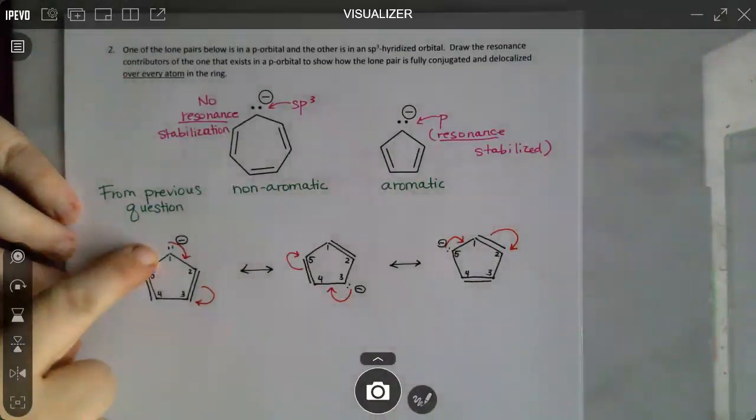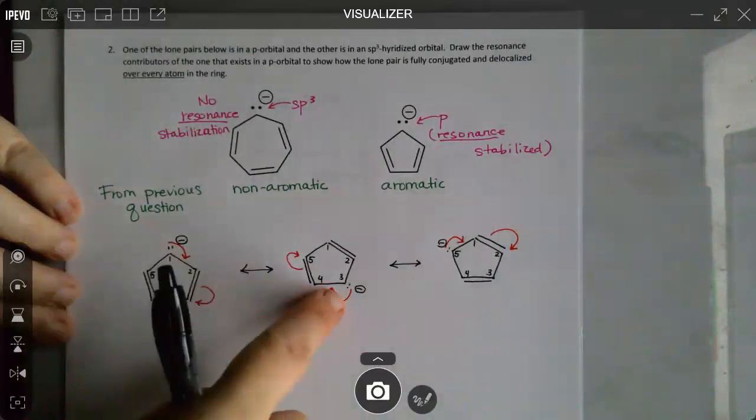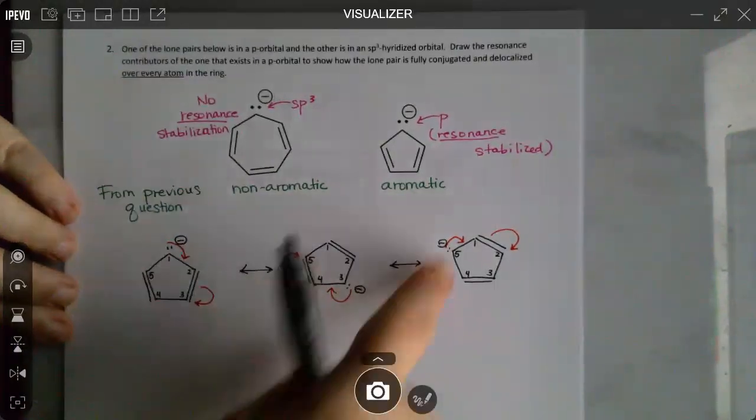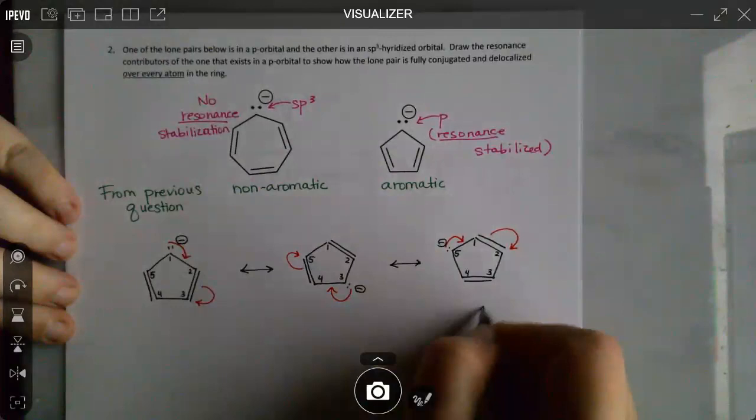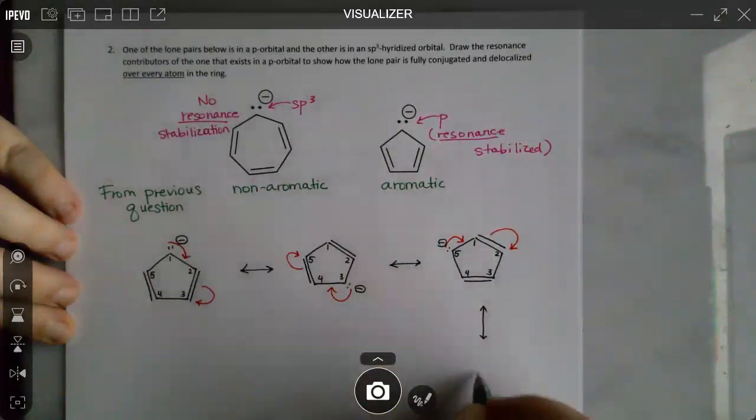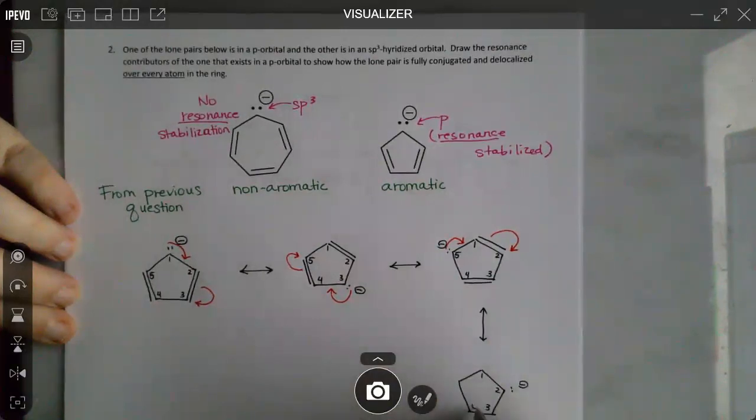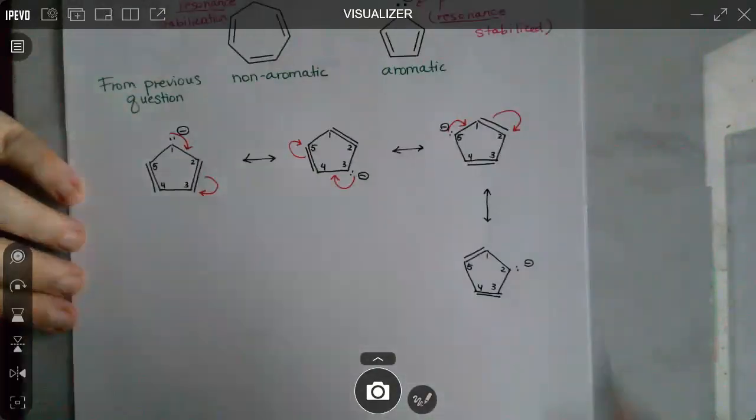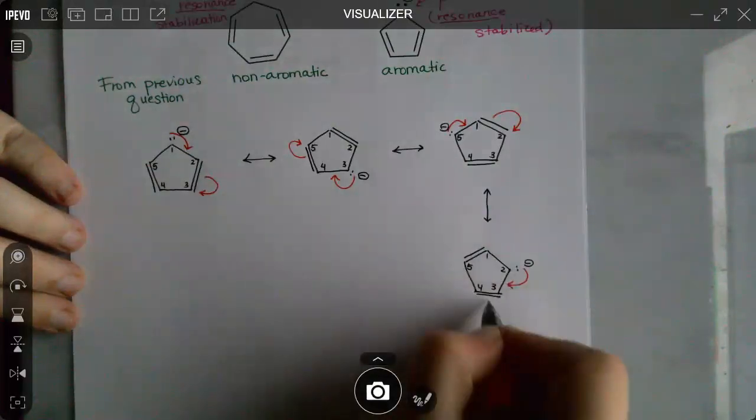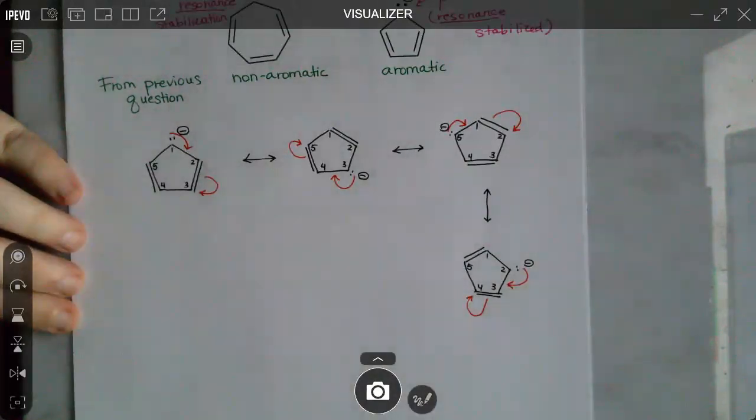So far, the lone pair has been on carbon 1, moved to carbon 3, moved to carbon 5, and it's about to be on carbon number 2. And then we just need to get it to carbon number 4, and then it will have been at every single atom in the ring.